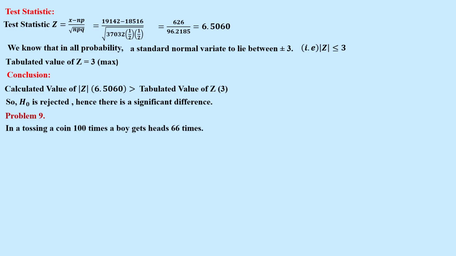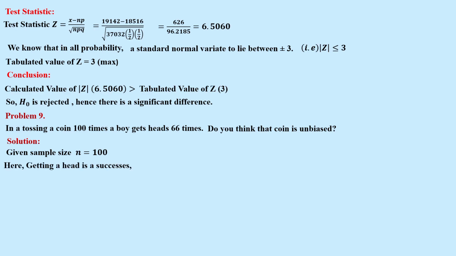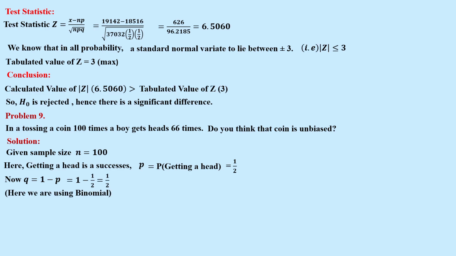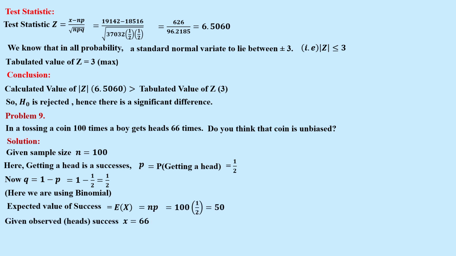When tossing a coin 100 times, a boy gets heads 66 times. Do you think that the coin is unbiased? Given sample, how many times? 100 times. So n is equal to 100. Getting a head is a success. So P is equal to probability of getting a head, that is 1 by 2. So Q is equal to 1 minus P, that is also 1 by 2. Here we are using binomial. Expected value of success E of x is equal to np, that is 100 into 1 by 2, 50. Observed heads, number of successes, that is x is equal to 66.